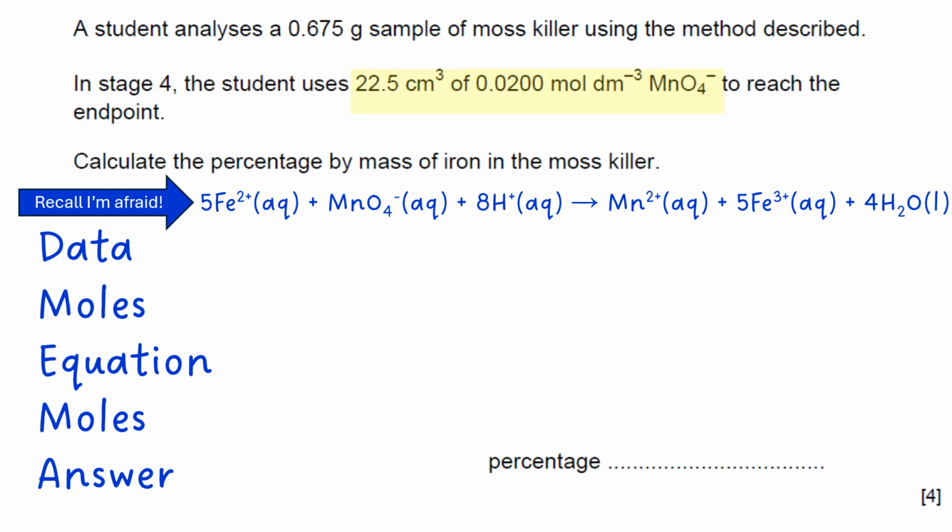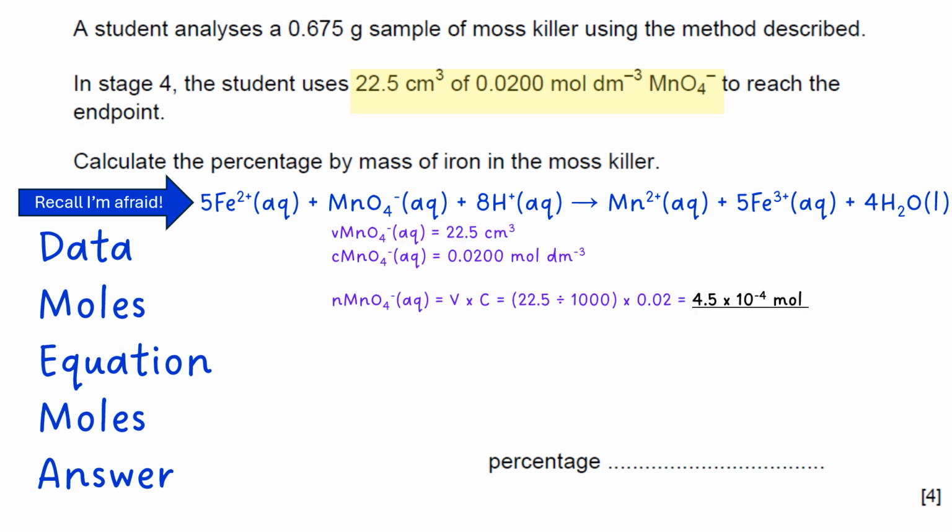So they give us 22.5 centimeters cubed of 0.02 moles per decimeter cubed of MnO4-. So clearly that allows us to work out the moles, which is 4.5 times 10 to the minus 4. From the equation, you can see that the mole ratio of iron 2+ to manganate 7 is 5:1. So you multiply the manganate 7 moles by 5 to get 2.25 times 10 to the minus 3.